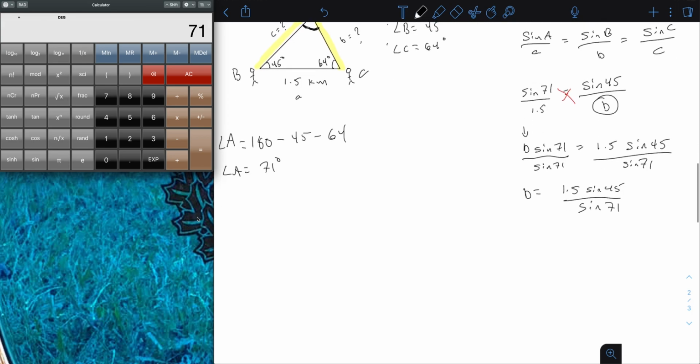And then this is just a calculator exercise now, right? We're going to type in 45 sine. Where's sine here? Am I missing it? No, there it is. So it's 1.5 multiplied by 0.7, divided by... What did I just put in? Okay, and then the sine of 71, 0.94. So B is equal to 1.5 times 0.7, divided by 0.94.